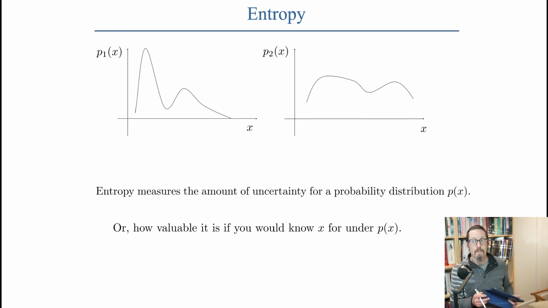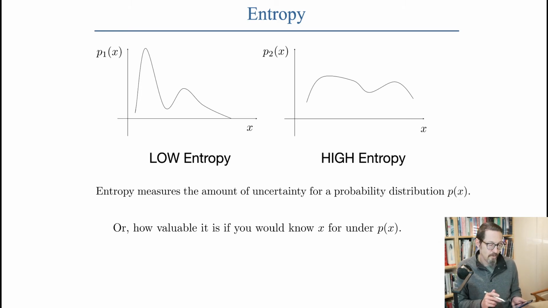Okay, so entropy measures the amount of uncertainty for a probability distribution x, or how valuable it would be for you to know x in order to know the probability of x. Once again, peaky distributions, where most of the probability mass is in one place, have low entropy. Flat distributions have high entropy.